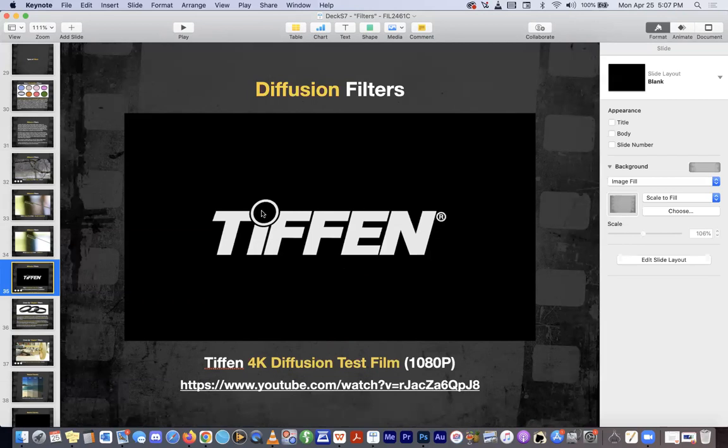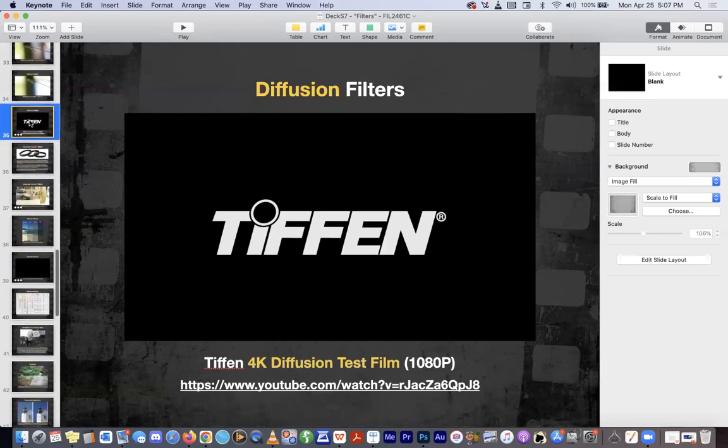I think as a cinematographer, it becomes sort of a personal choice, or if you're a director, a personal choice about the use of diffusion. It could be for aesthetic reasons, it could be for storytelling reasons. You're going to want to be familiar with what different diffusion filters will do. This is a great comparison video to achieve that understanding.